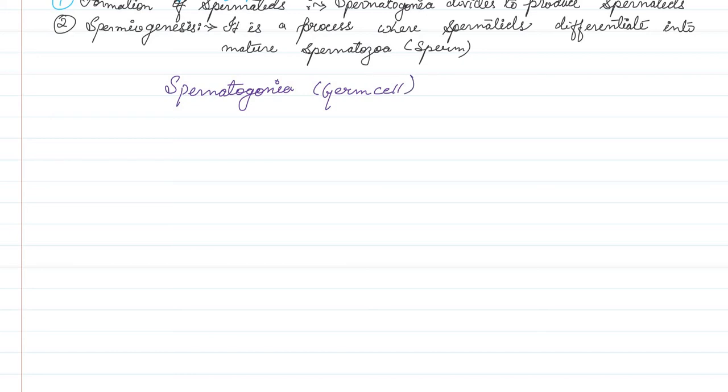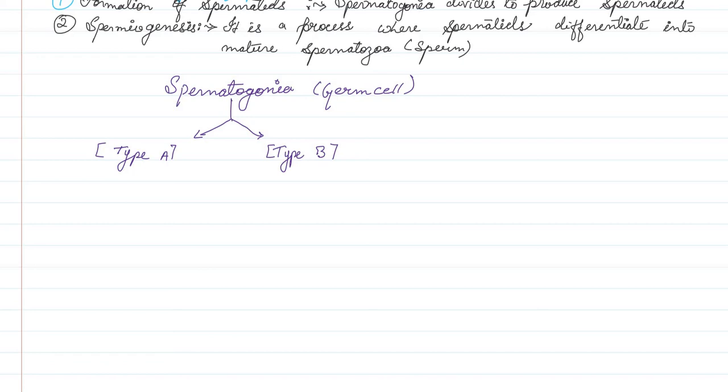It undergoes mitosis to produce two types of cells, type A and type B. Type A is spermatogonia. This spermatogonia produces type A, that is the spermatogonia only.